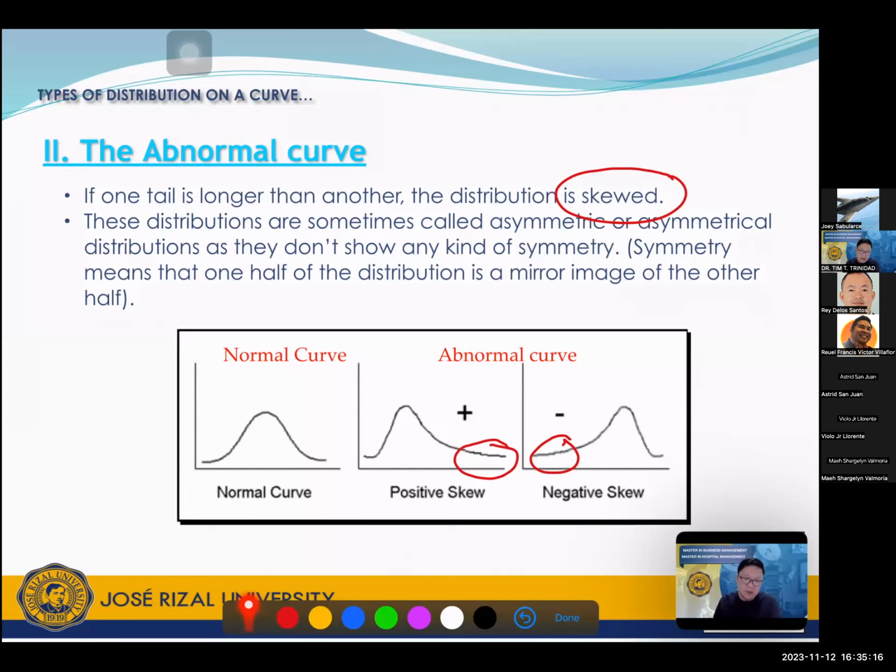Okay. This one is also another abnormal curve because it produces a tail. The tail points towards the left. So it is negative, pointing to the negative side. So this is a negatively skewed curve or distribution. Okay.